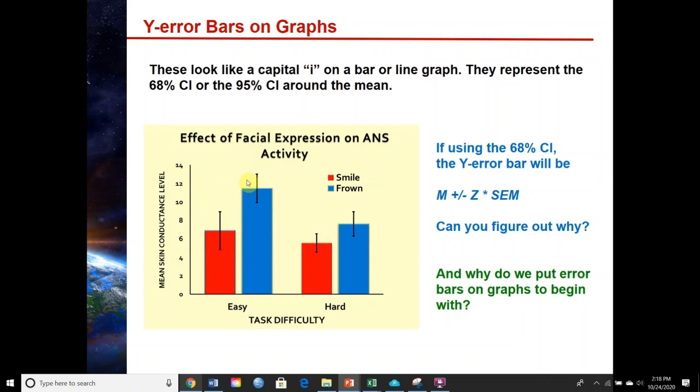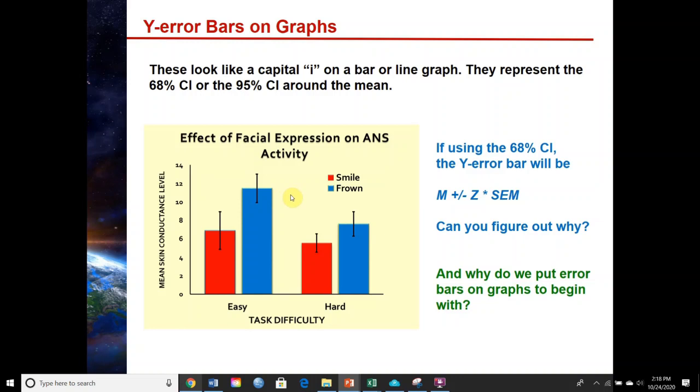I think they look more attractive on a bar graph, but whatever. Okay, so what these represent are simply confidence intervals. And more often than not, they either represent the 68% confidence interval or the 95% confidence interval.